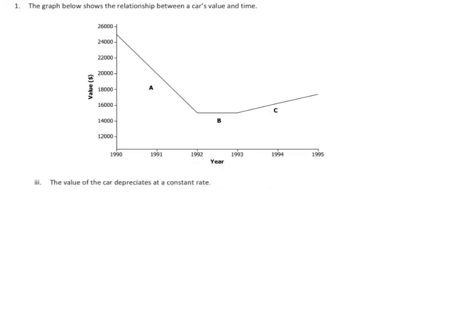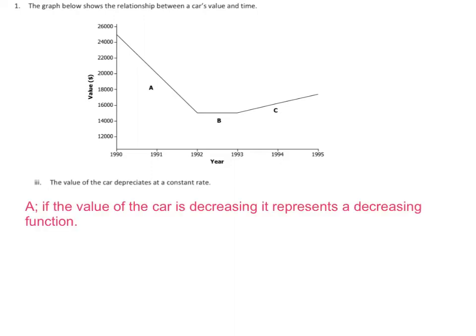Part 3. The value of the car depreciates at a constant rate. The part of the graph which represents that the value of the car is depreciating at a constant rate is part A. If the value of the car is decreasing, it represents a decreasing function.